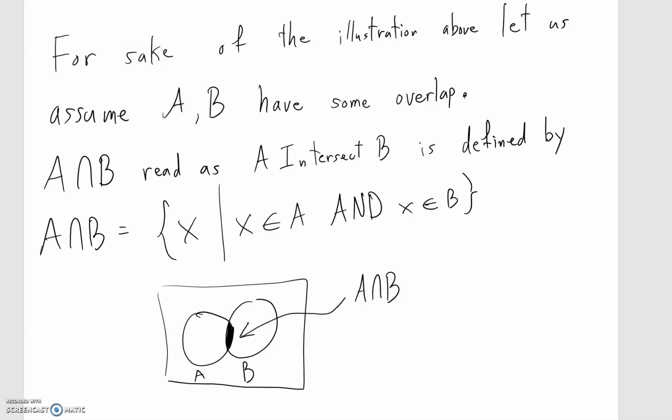Looking back at that Venn diagram, A intersect B is the overlap of the two sets. So anything that belongs in that overlap is said to be a part of A intersect B.